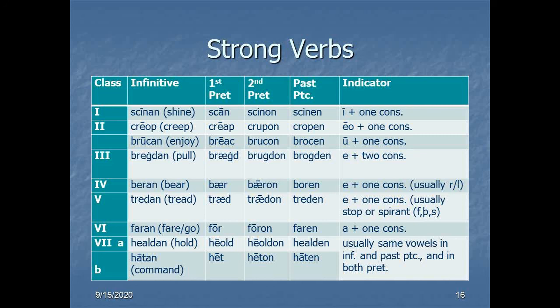Now with these, the vowel in the infinitive and past participle is usually the same. And in both preterites, that is the singular past tense and the plural past tense, it also tends to be the same. And you can see looking at this chart that again, these words may look a little bit alien, but once you understand the transformations through which they go, and also once you understand the differences in orthography, they're not as different as they seem.